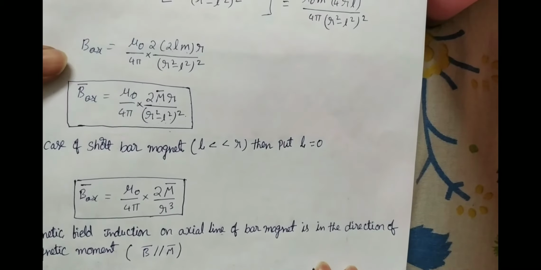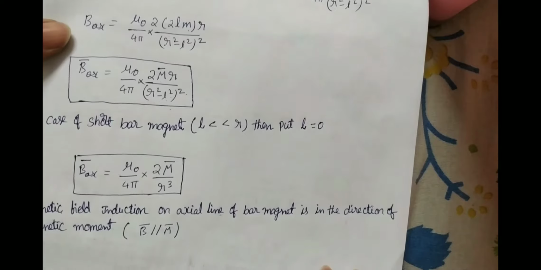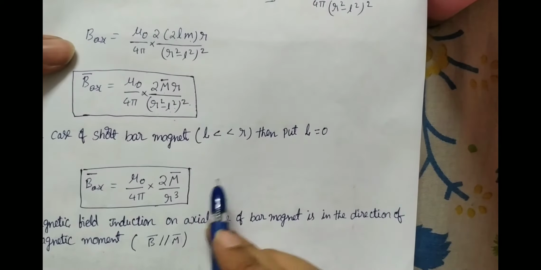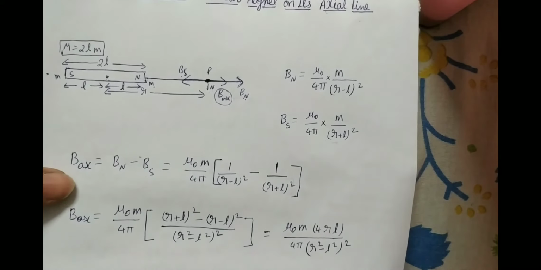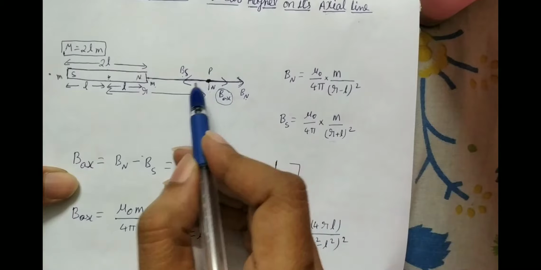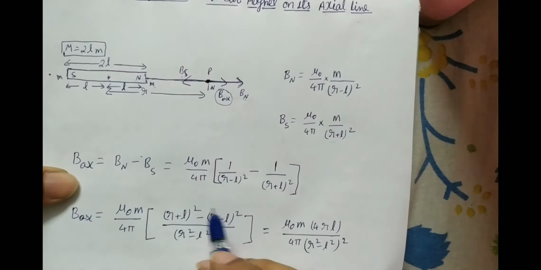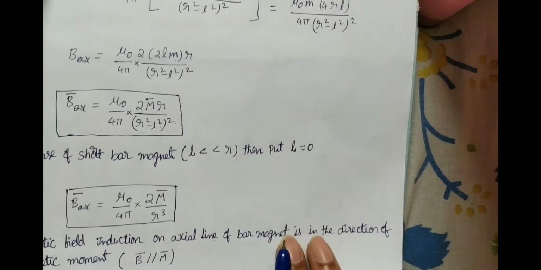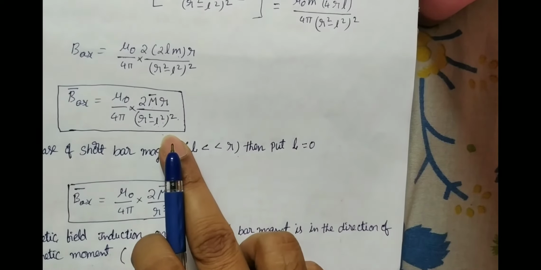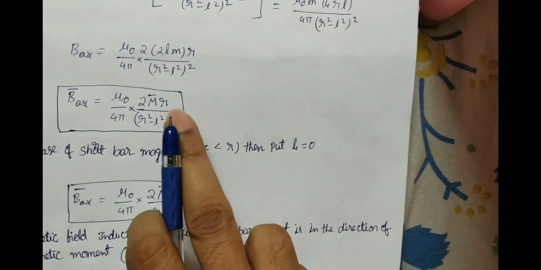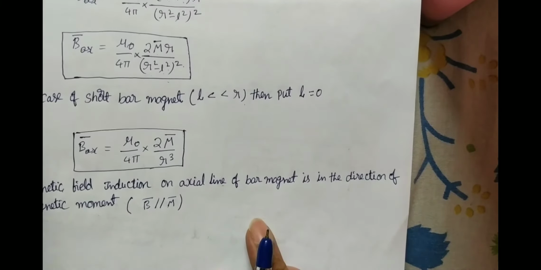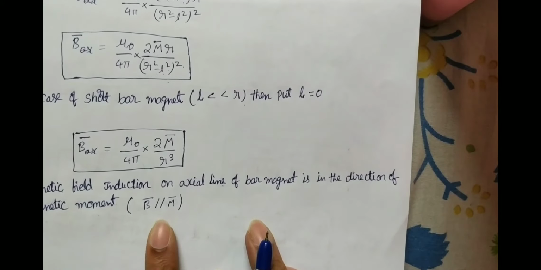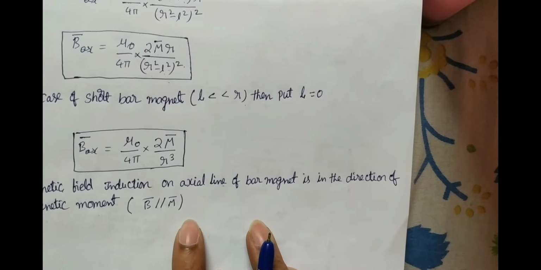If you take a short bar magnet, in the case of a short bar magnet, take L less than r. When compared to this distance r and this distance L, if L is very very small, then put L equal to 0 in the given equation. Then what do you get? r square whole square is r power 4. Here r is there, so you get r cube. We know that here B and M are parallel. So on the axial line, the field is in the same direction as the magnetic moment.